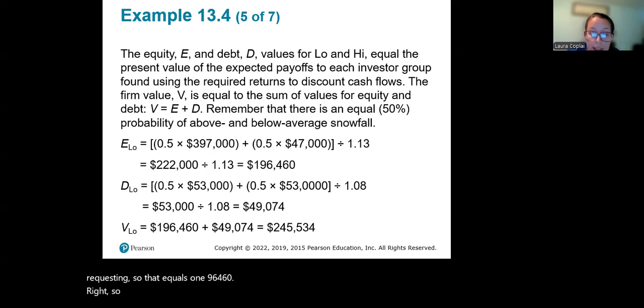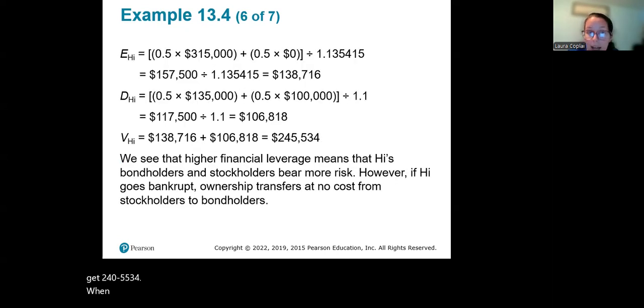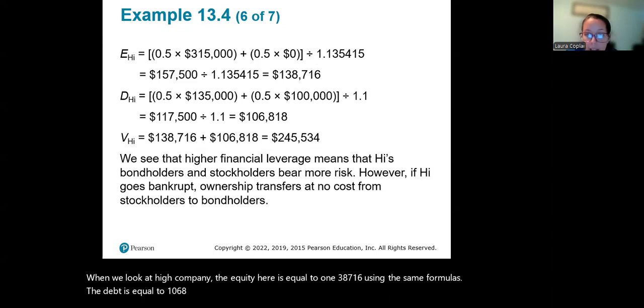So that's their equity. D for Low is 0.5 times 53 plus 0.5 times 53, divided by 1.08. Remember, this is the bondholders, the 8%. So that equals 49,074. So the value of Low is the 196 plus the 49. So we get 245,534. When we look at High company, the equity here is equal to 138,716 using the same formulas. The debt is equal to 106,818, and the value totaling those two is 245,534.